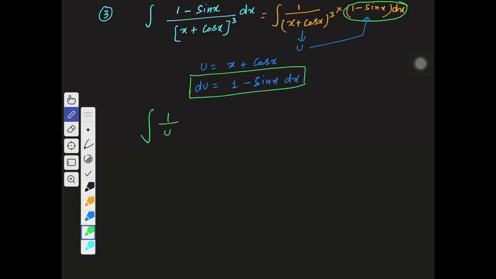So 1 over u to the power 3 times du. Remember, bring the power up and then you apply the rule. u to the power negative 3 plus 1 is negative 2, over negative 2, plus c. It should not be plus 1, it should be plus c. And then you substitute your u back.